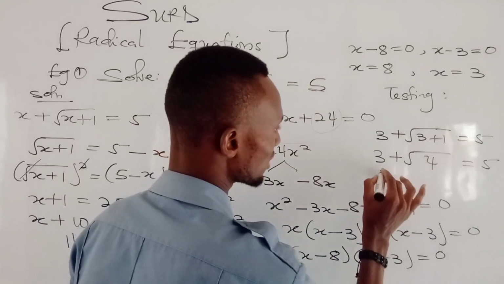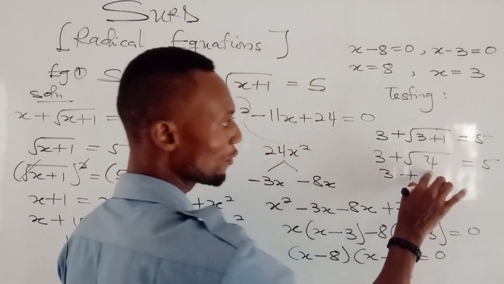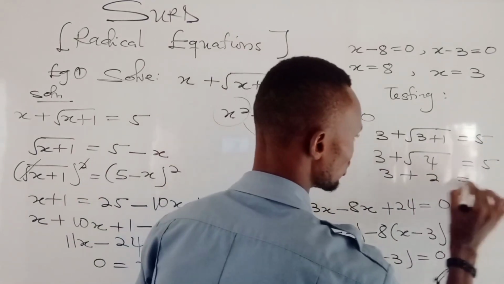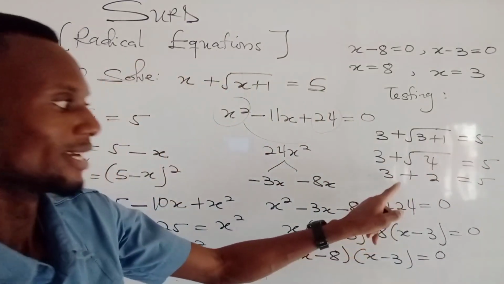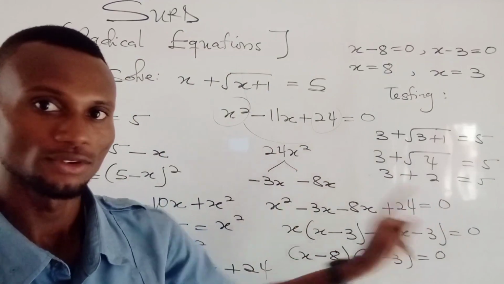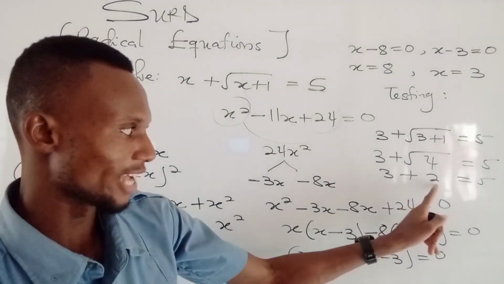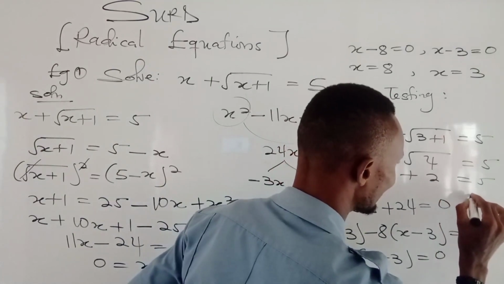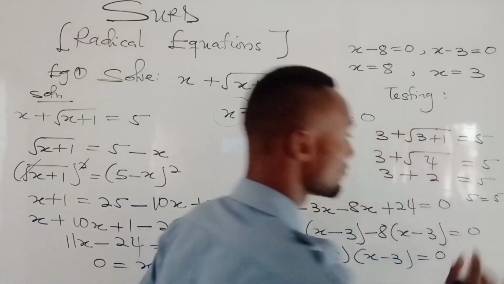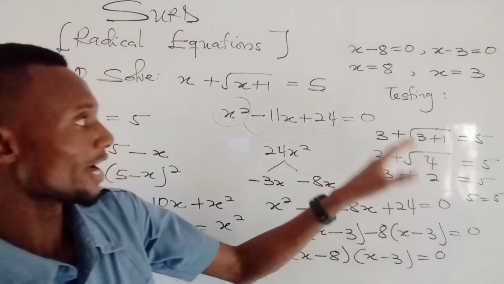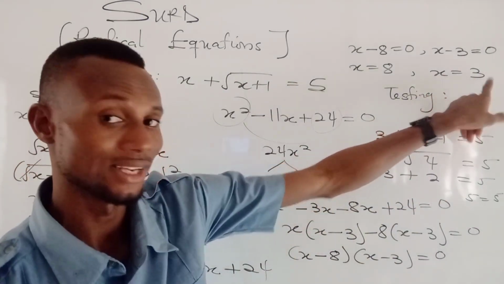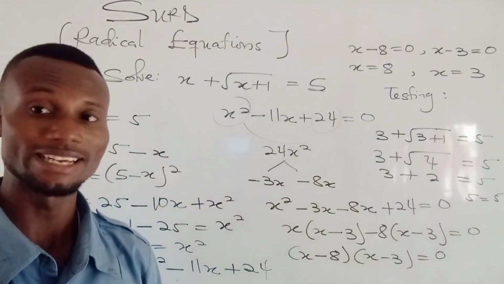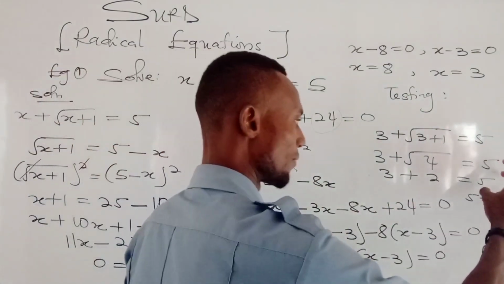Now we are going to have 3 plus square root of 4, which is 2. I hope you agree with me. It should give us 5. You can see that 3 plus 2 gives 5. So we have our 5. Let me write it here: our 5 is equal to 5. So you can see that the value s equal to 3 satisfies the equation, because the left hand side is giving us the same value as the right hand side.